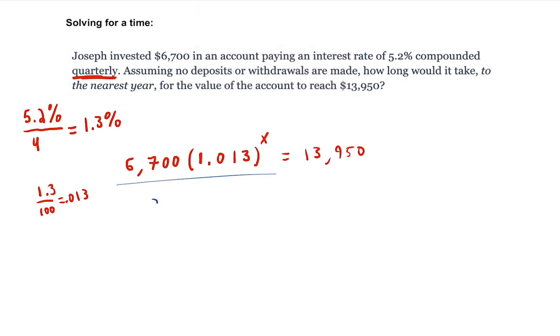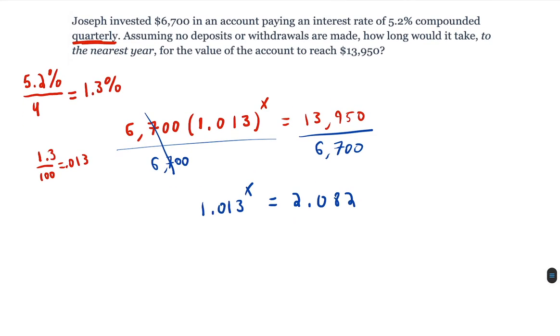And so we can get to work. We divide both sides by 6,700. Do the same thing to both sides of the equation. On the left, we get 1. On the right, we get 13,950 divided by 6,700. We get 1.013 to the x is equal to 2.082.